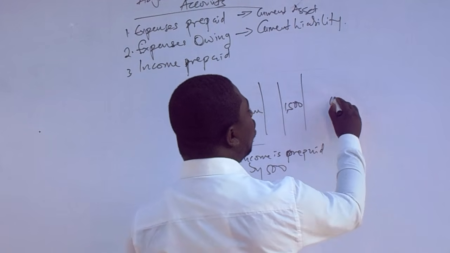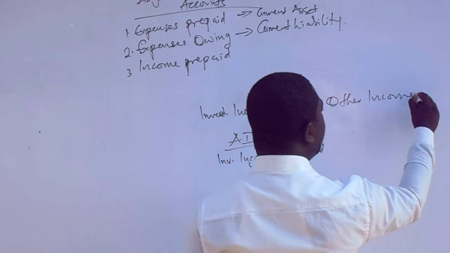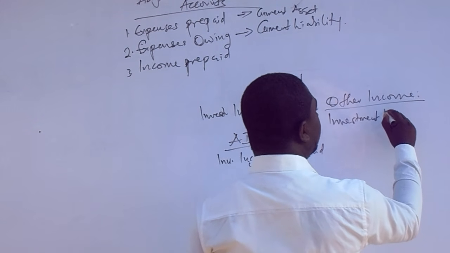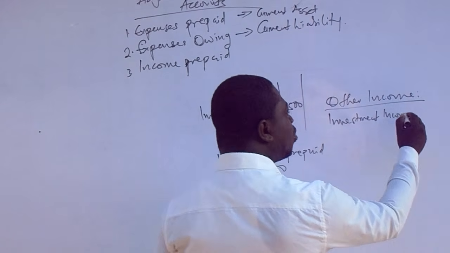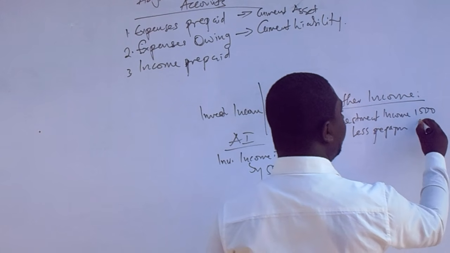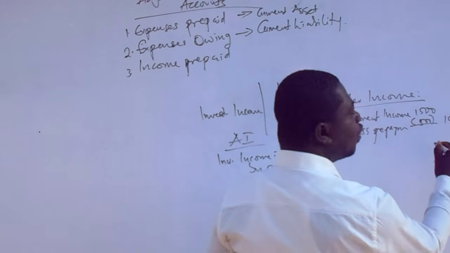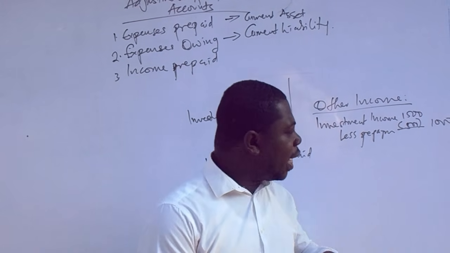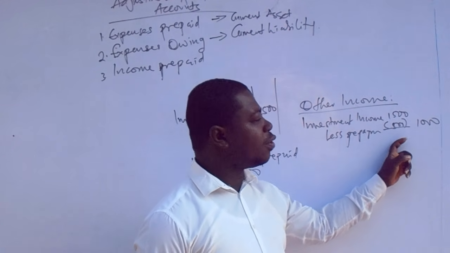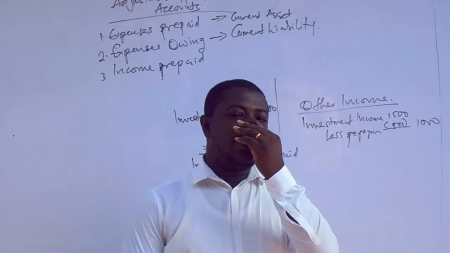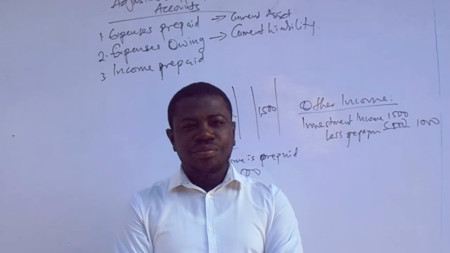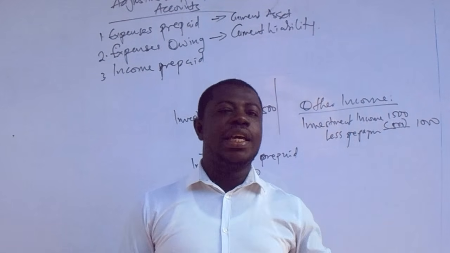And how are we going to treat it? When we get to other income in the profit and loss account, we are going to write investment income. Now we are supposed to write 1,500 and less the prepayment of 500, so that we can have a final figure of 1,000. And that is basically what we are going to do. We are going to say investment income of 1,500 less the prepayment of 500, and we have the 1,000 that has been earned. And so I come back to tell you that whether it is income or expense, prepayment must always be subtracted in the income statement.